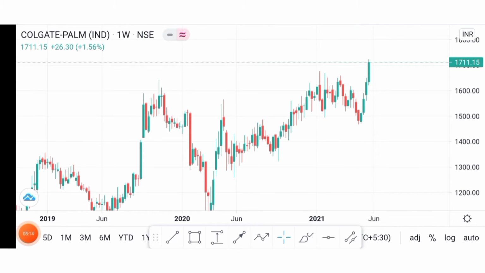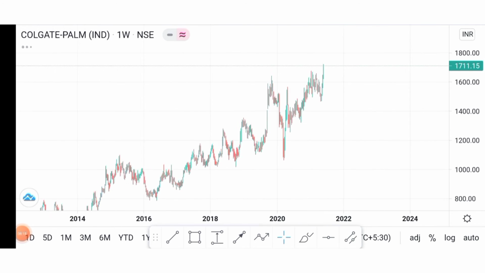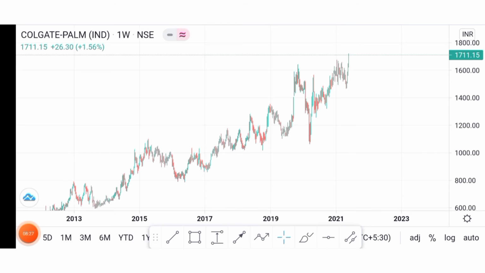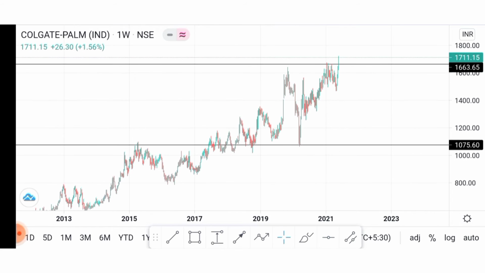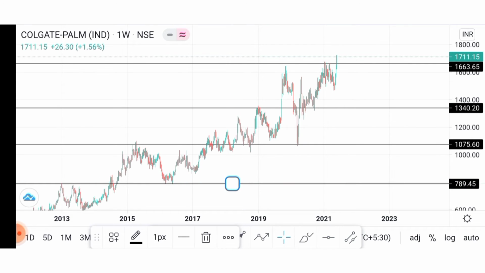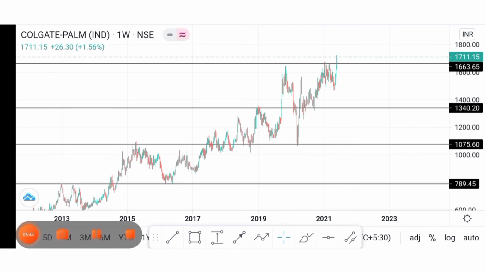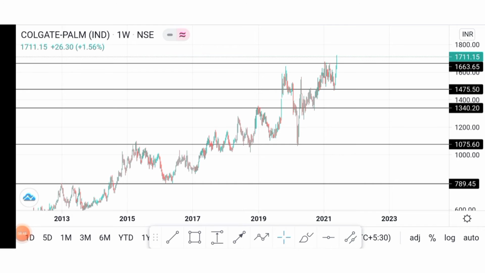Let's get started. Step number 1, zoom out your chart. Step number 2, mark the most obvious levels. This over here, this one, this one, this one, this one over here. These are some obvious levels that I can see with my naked eyes.